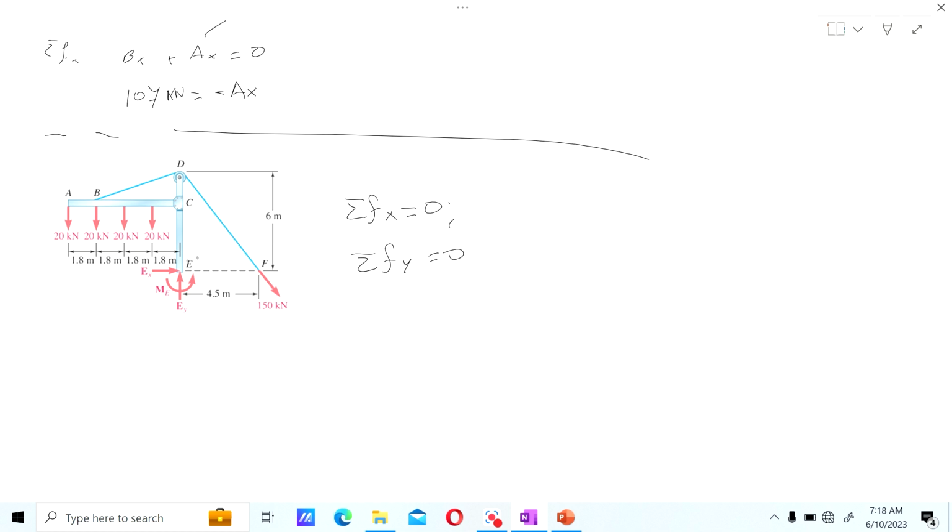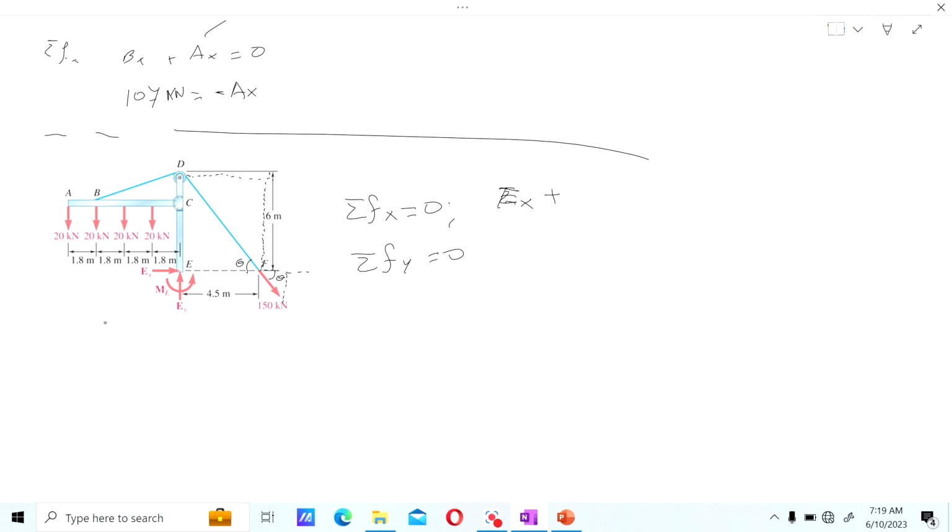What do we have in X? We have EX plus, and notice that we have a force going like so, and a K is going like so. Okay. So, cosine of this angle. And that angle is the same as this angle. So, let's find that angle.